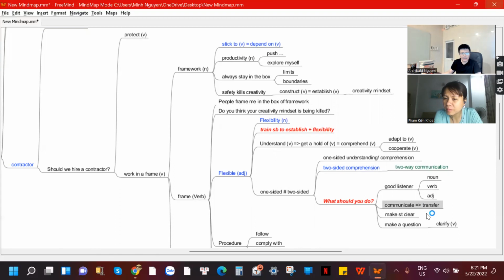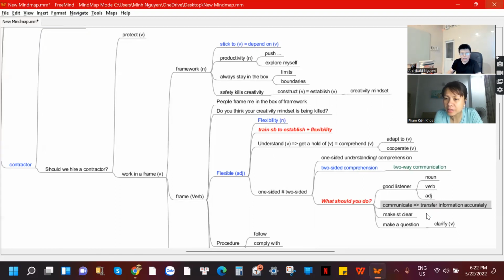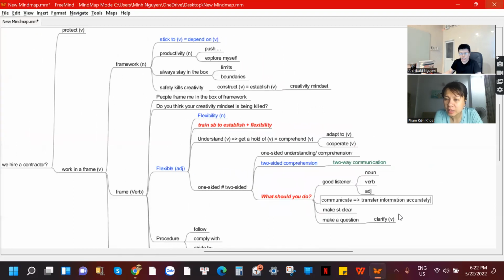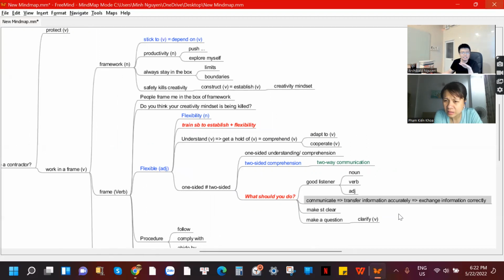Second, we need to communicate. Communicate well, or we can say that you need to transfer information accurately, or people love to use this phrase, exchange information, accurately or correctly. What is the difference between transfer information and exchange information, Miss An? What is the difference?